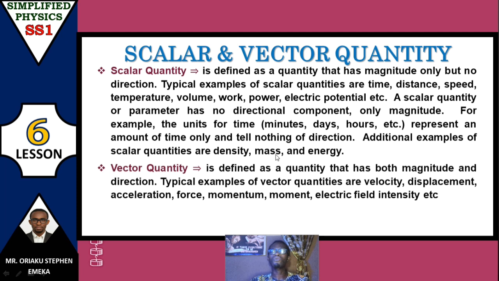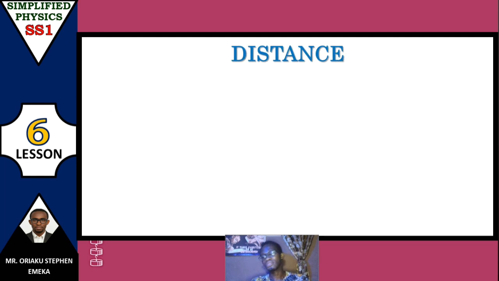Now what is a vector quantity? A vector quantity, on the other hand, is a quantity that has both magnitude, which is a numerical value, and direction. What are the examples of vector quantities? We have velocity, displacement, acceleration, force, momentum, moment, electric field intensity, etc. What we'll notice about all these examples is that they have direction. So the basic difference between scalar quantity and vector quantity is that vector quantity has direction while scalar quantity does not.